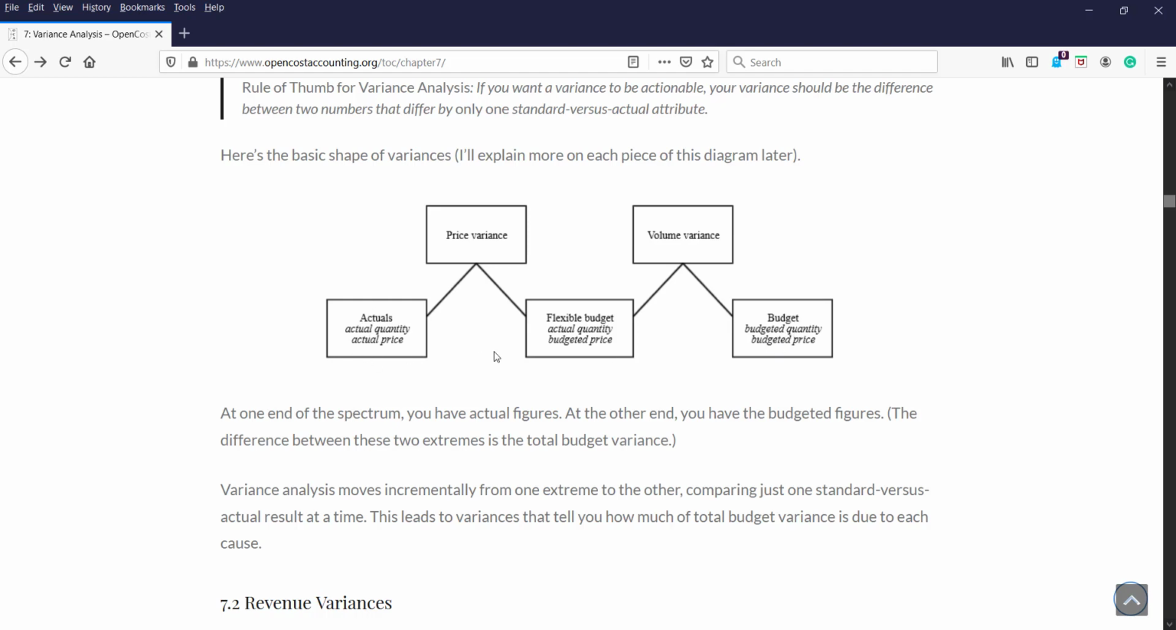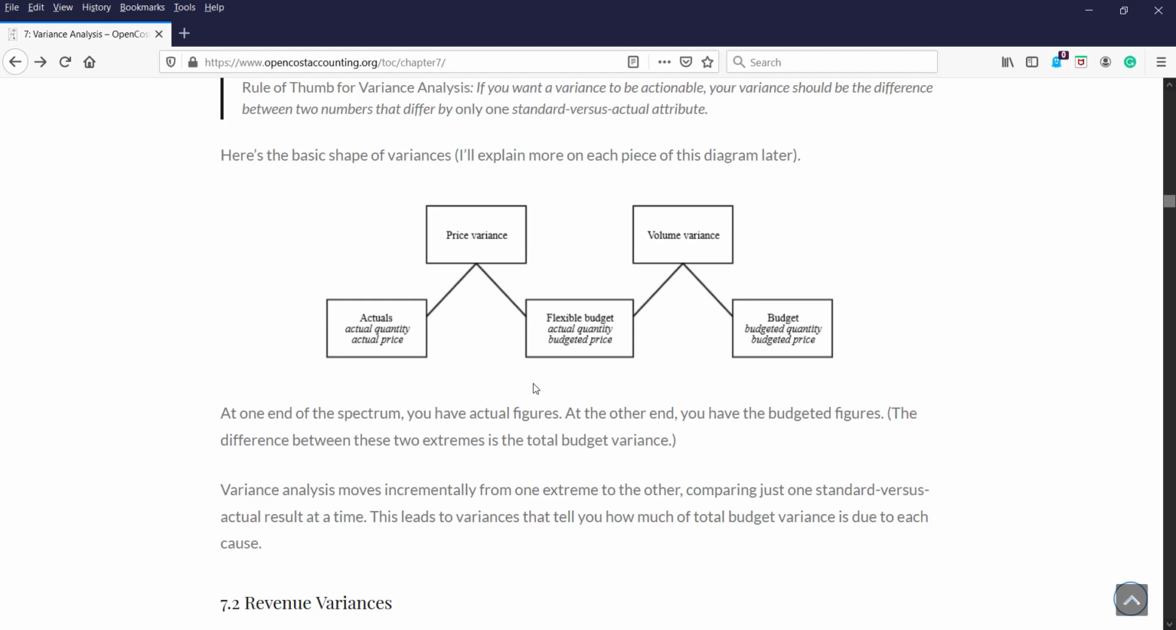So if you're comparing these two, this is before the minus sign, this is after the minus sign. Actuals minus flexible budget gives you price variance, and you can use the sign to determine whether that's favorable or unfavorable. If you're doing this comparison right here for the volume variance, flexible budget is more actual than the budget. So this is on the left-hand side of the minus sign. This is on the right-hand side of the minus sign. And the difference there gives you the volume variance. And you can just use the sign as you like to determine favorability.